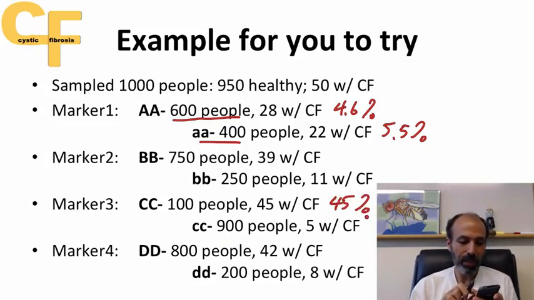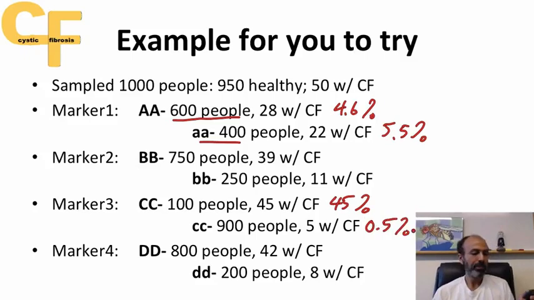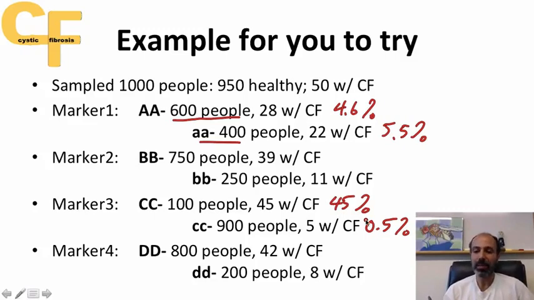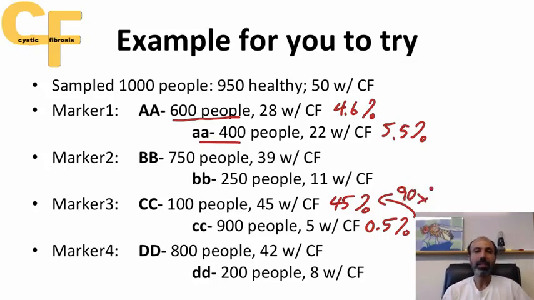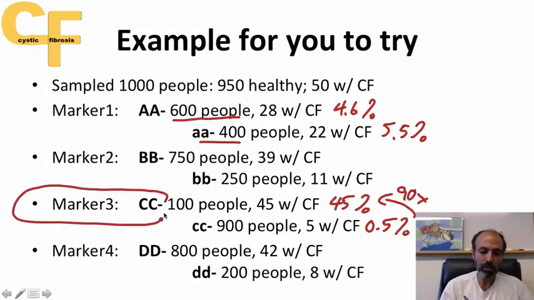What about little c? Well, it'd be 5 divided by 900. That would be 0.5%. Well, that's a huge difference from 0.5% to 45%. There's basically a 90 times higher chance that you have cystic fibrosis if you're a big C than if you're a little c. So clearly in this case, there's a very strong association of marker C with cystic fibrosis.